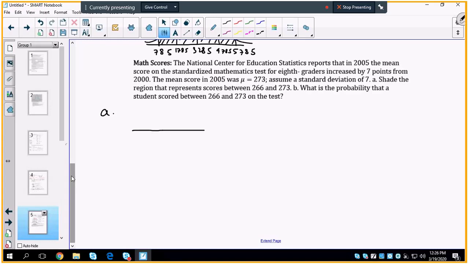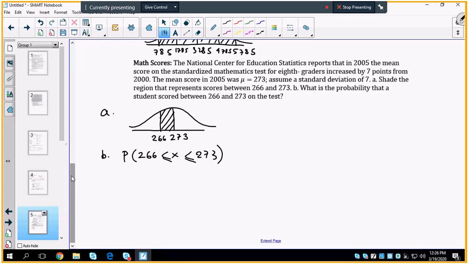So let's see what we have. Mean is given to be 273. And I want the region between 266 and 273. That's my first question. I answered it. What is the probability that the students score between 266 and 273? So now I want the probability. So probability between 266 less than x less than 273. Again, just reminding you, you can put the equality there. It will not change anything.